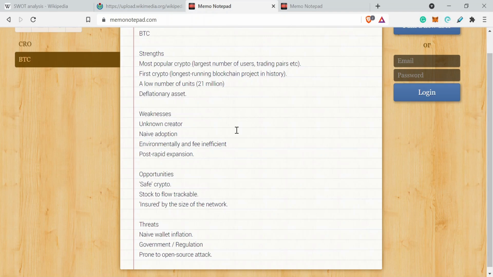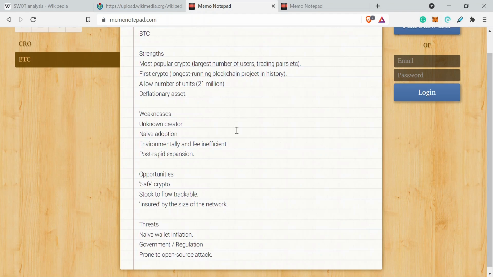Another strength of Bitcoin is it's the first crypto, and therefore it's the longest running blockchain project in history with no errors. That means it has over a decade so far of running history, and that really speaks to it running for the next decade and then the decade after that, etc. So therefore, it's got longevity, it's got a history, and it's not been killed by any particular attack that's been laid on it so far. So therefore, it has a resilience to it.